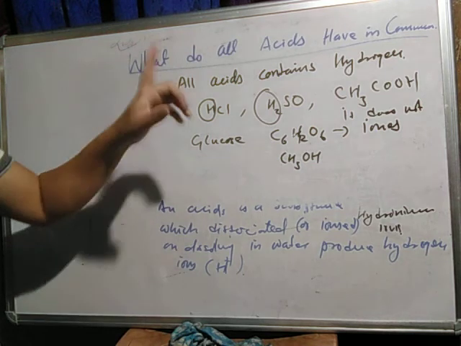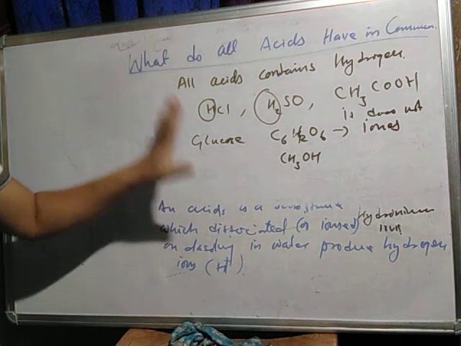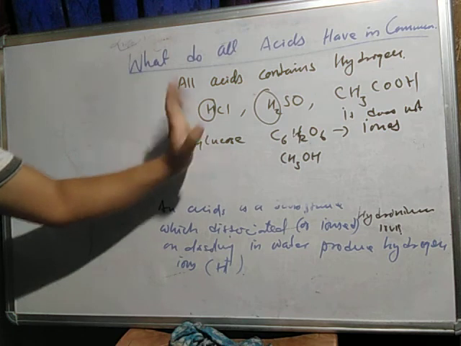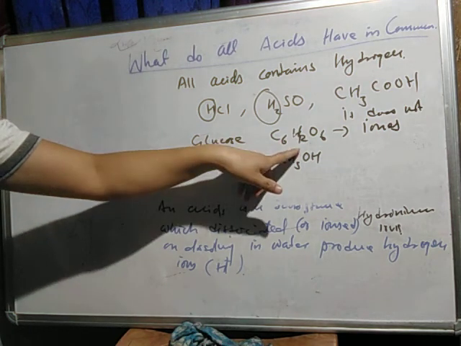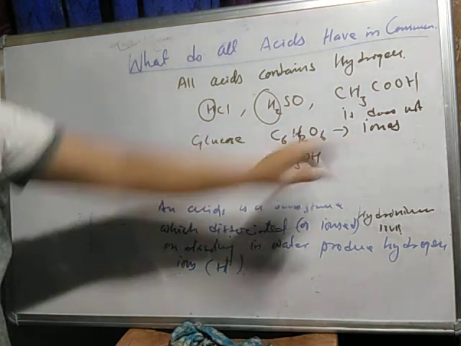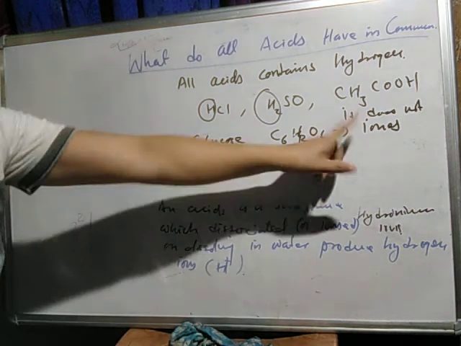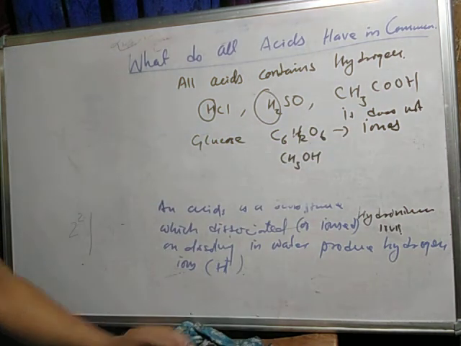What do all acids have in common? That is hydrogen. But all compounds having a hydrogen atom or hydrogen element are not acids. Why? Because they do not ionize. Clear?